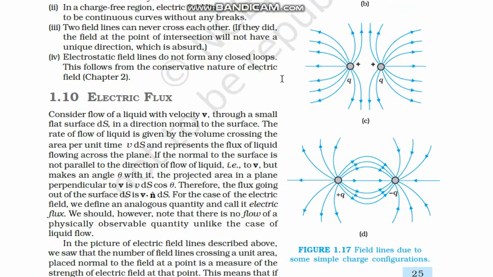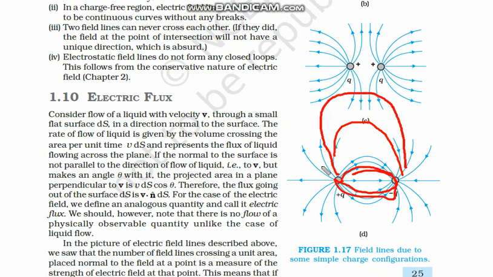Now here we see two positive charges. If there were two negative charges, there would be a similar pattern, only the direction of field lines would be radially inward instead of radially outward. But what happens if there is one positive and one negative charge? Then electric field lines would make a closed loop. These are closed loops. See, these electric field lines are going from positive to negative and making closed loops.